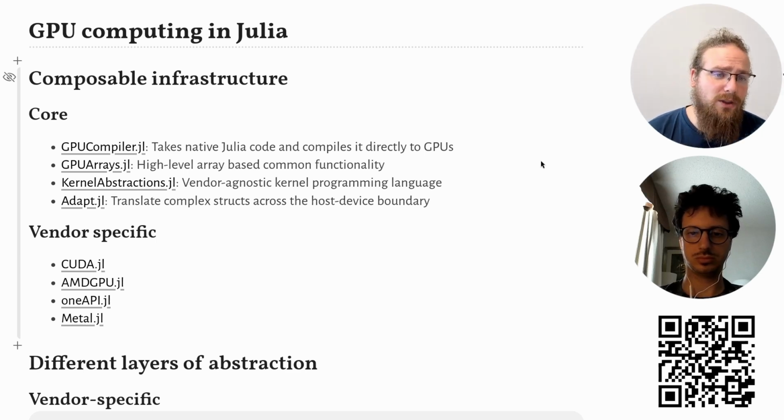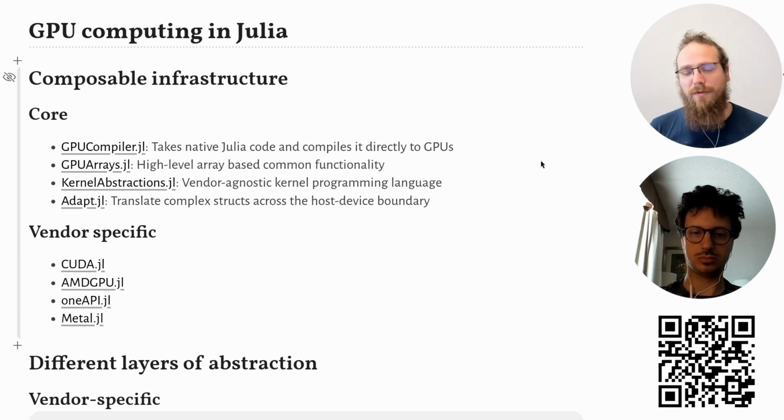Then there's a package called KernelAbstractions.jl, which provides a vendor-agnostic kernel programming language. So if you feel the need to drop down to the low level and write a bespoke kernel for your problem, you can use KernelAbstractions for that, and still be vendor-agnostic. And then there's Adapt.jl, which is a very small Julia package, but it allows you to basically translate data structures between the CPU and the GPU, and between the GPU host view and the GPU device view.